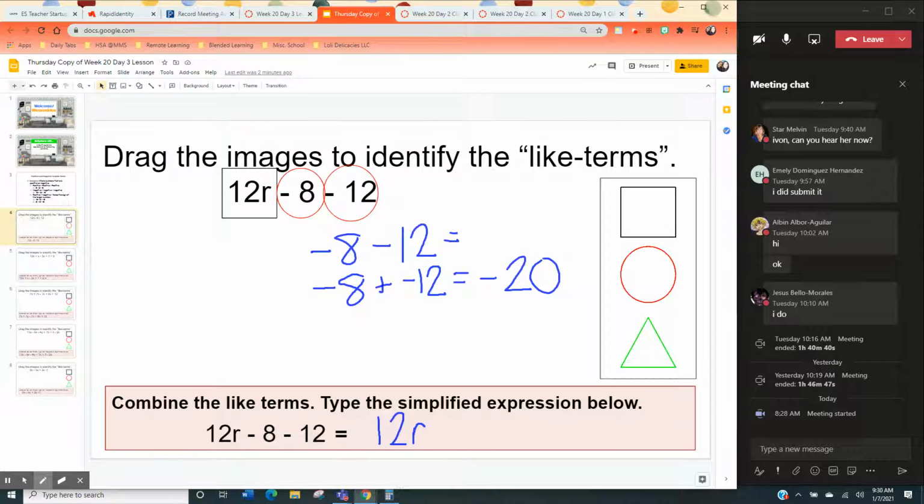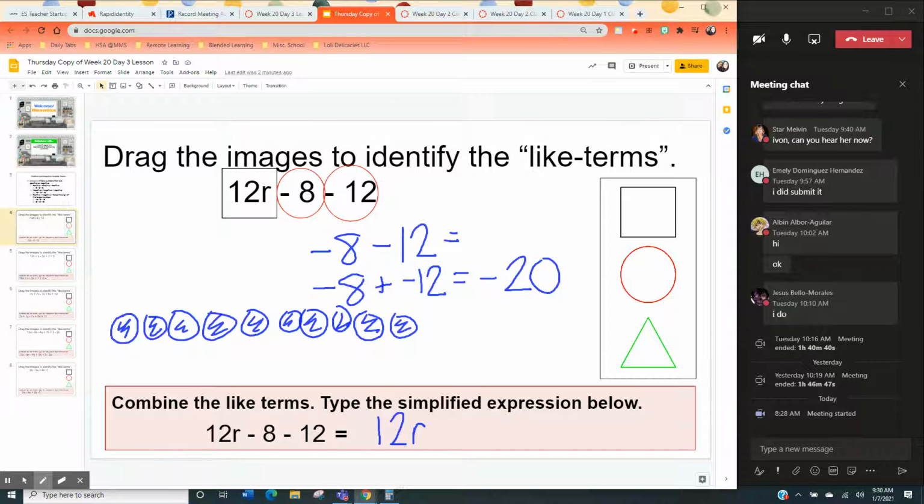If I had not used my calculator and I was just doing my drawings, I would have negative 8: 1, 2, 3, 4, 5, 6, 7, 8. And then because I don't have any positives, I would do 12 more negatives.